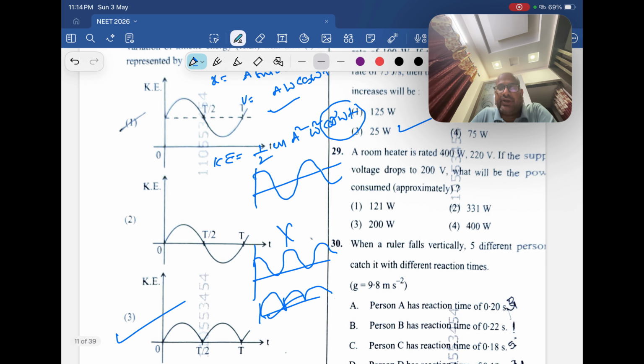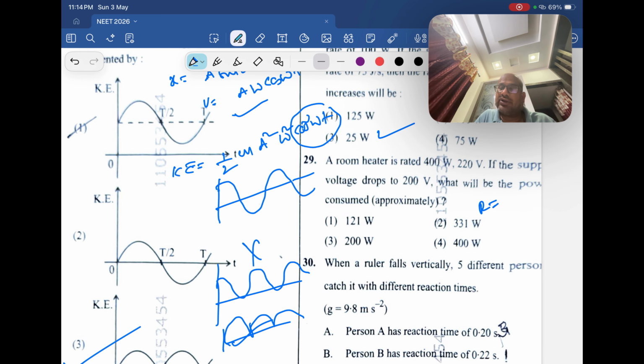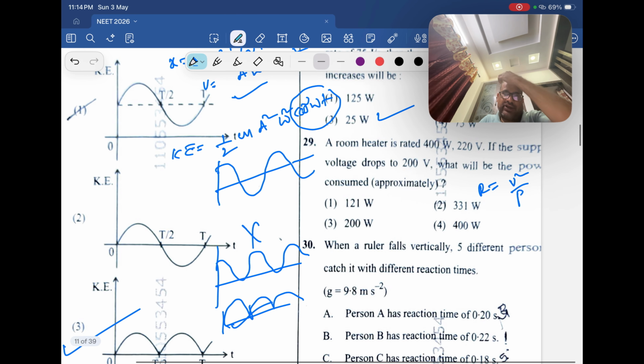Now coming to the room heater rated 400 watt, 220 volts. The supply voltage drops to 200 volts. What will be the power consumed? That is V square by R. From the rated values we calculate the resistance, which is V square by P, with V and P given. If the supply voltage drops, the rated resistance is the same, so power is equal to I square R.